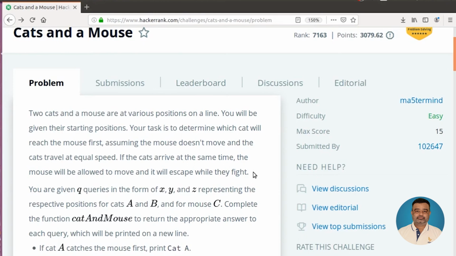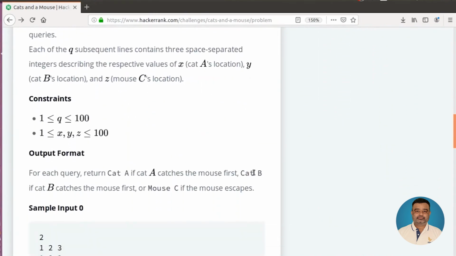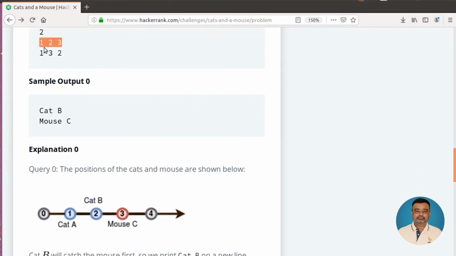Let's try to understand this with some better examples. There's some input provided here. The input will be the position of cat A, the position of cat B, and the mouse position. If you observe this input, cat A is at position 1, cat B is at position 2, and the mouse is at position 3. Now, if both the cats move at equal speed, who will reach the mouse first? Obviously cat B, because it is much closer to the mouse. That is the reason cat B is the output.